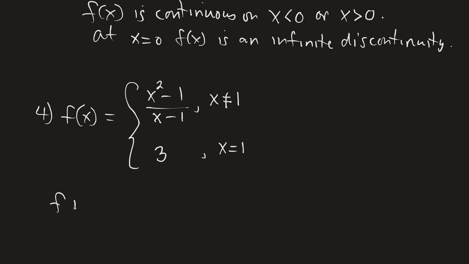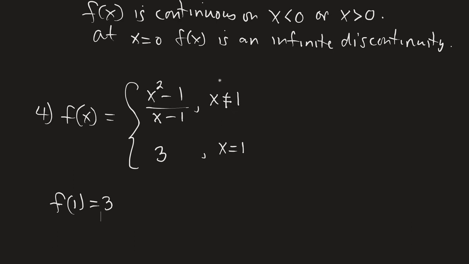So f of 1, we wouldn't look at the top piece because we only use that piece whenever x is not equal to 1. So when x is equal to 1, the function value is 3, right? Now, here we don't have to look at the one-sided limits, because on either side, whether you're bigger than 1 or less than 1, you would be in that part of the domain, right? So we don't have to do the one-sided limits because it's the same function whether your x is bigger than 1 or whether it's less than 1.